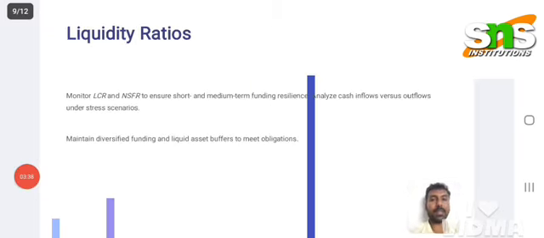So next is liquidity ratios. So what does liquidity ratios mean? It is nothing but monitoring LCR and NSFR to ensure short and medium term funding resilience. Analyze cash inflows versus outflows under stress scenarios. Maintain diversified funding and liquid asset buffers to meet obligations.